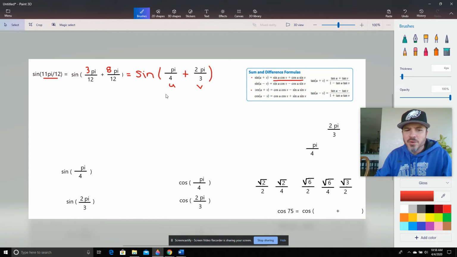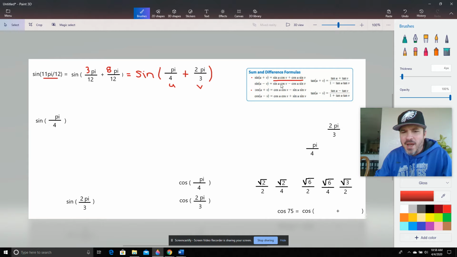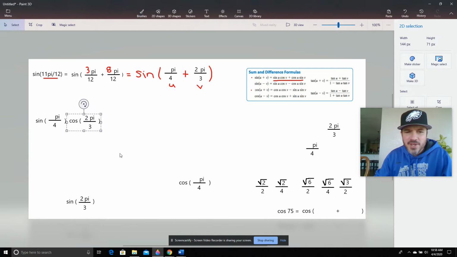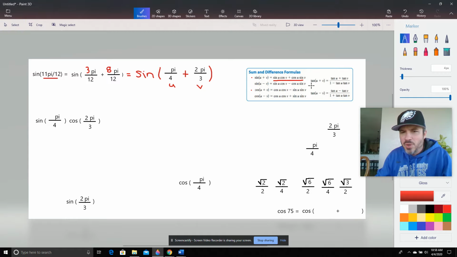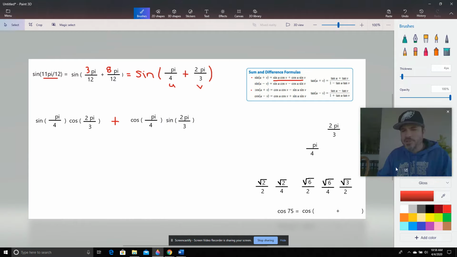So sine of U, that's this guy, times the cosine of V, so that's the other angle, and then we're going to add the cosine of U, so the opposite one, times the sine of V. Of course, we can now evaluate those trig functions at that funky angle.